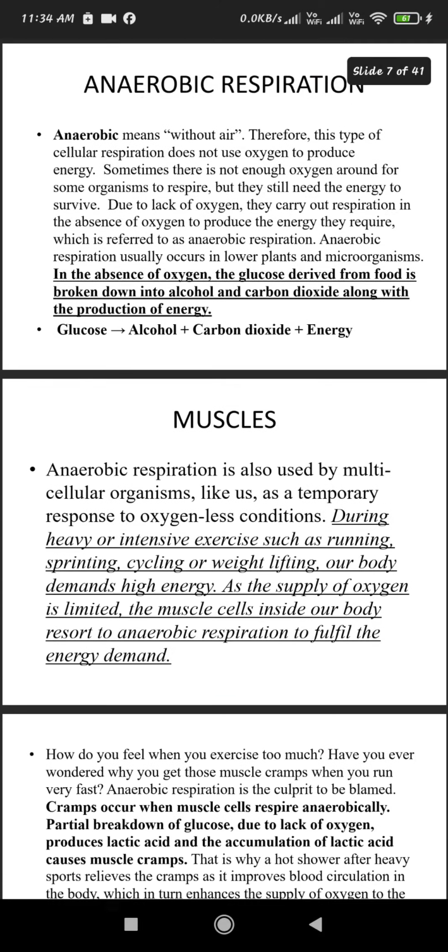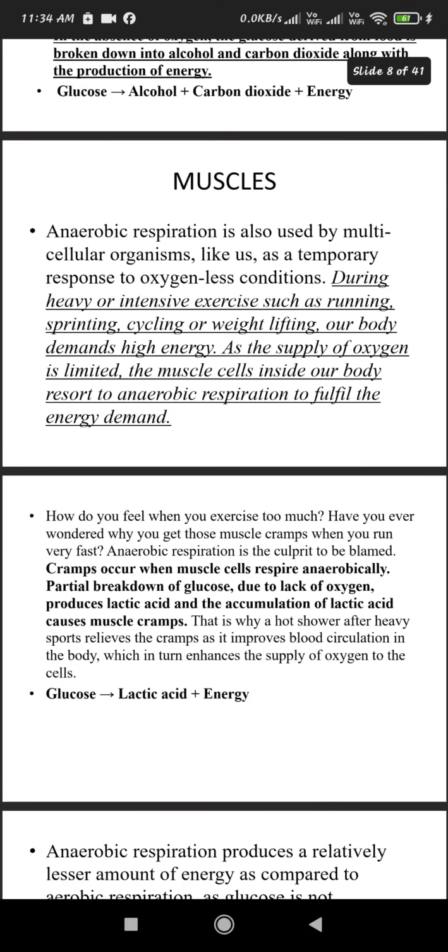Anaerobic respiration takes place in muscles also. You know that when we do physical exercises, we have muscle cramps. So muscle cramps are due to the deposition of lactic acid. What is happening is that in that case anaerobic respiration takes place in our muscles, means there is lack of oxygen in the muscles, and that's why the glucose is converted into lactic acid and energy.